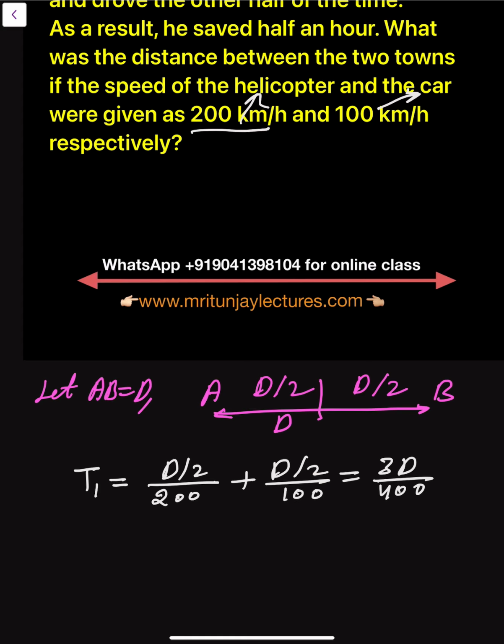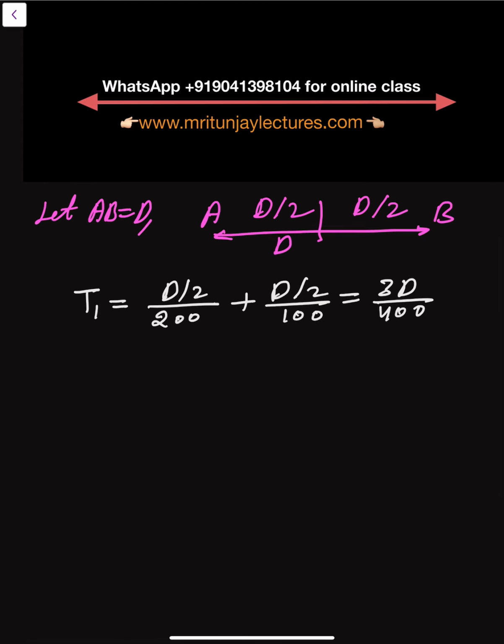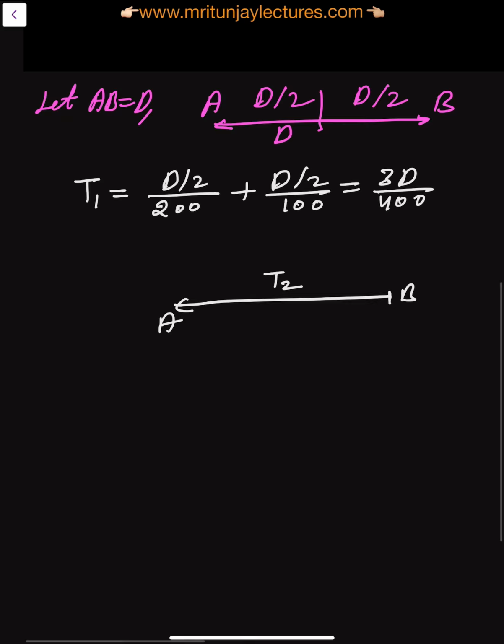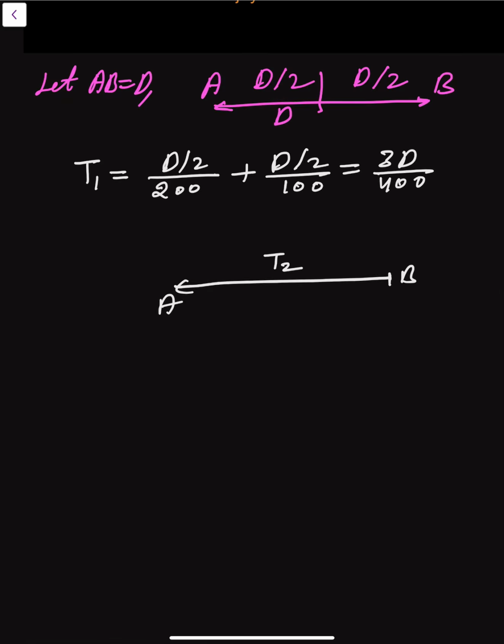Now after returning, so let from B to A, total time be T2. If you read the question, on his return journey he flew half of the time by helicopter and the other half of the time by car. So you can say that for T2, what about D? The total distance D is equal to the half-time journey, that is T2 by 2.